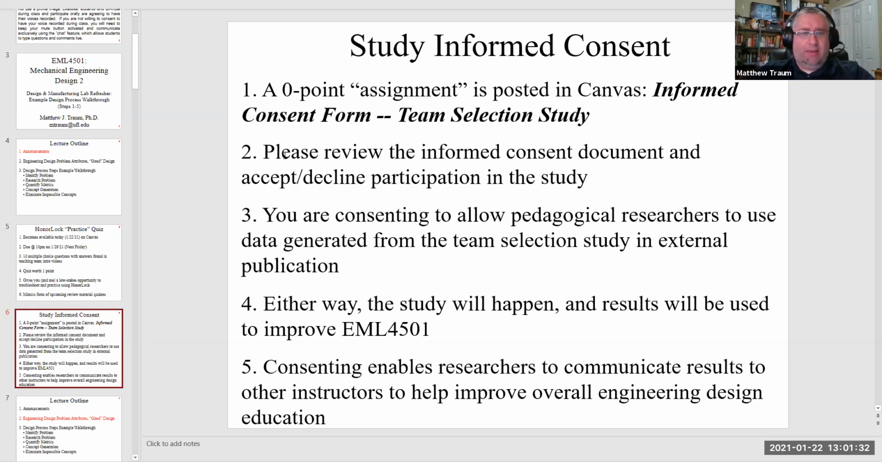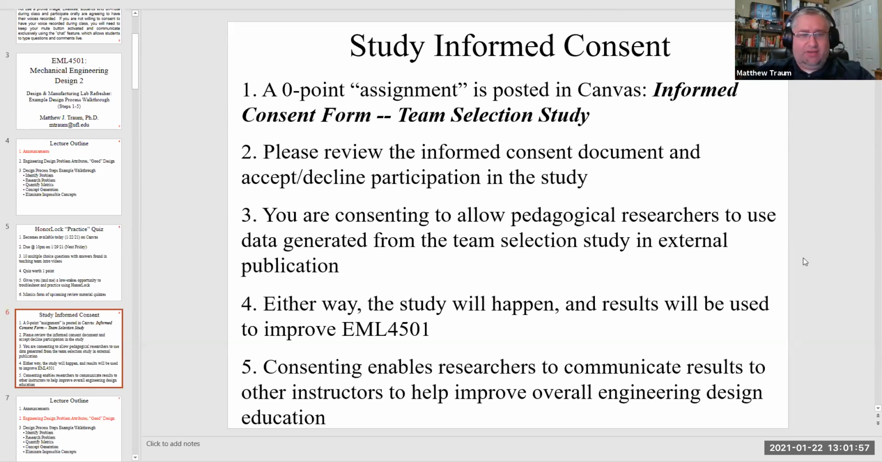So please, before 10 p.m. today, please review the informed consent document and either accept or decline participation in the study. What you are consenting to is allowing pedagogical researchers, so that's Dr. Nemi, who's running the study, to use data generated from our class in external publication. So that's the key thing, external publication.